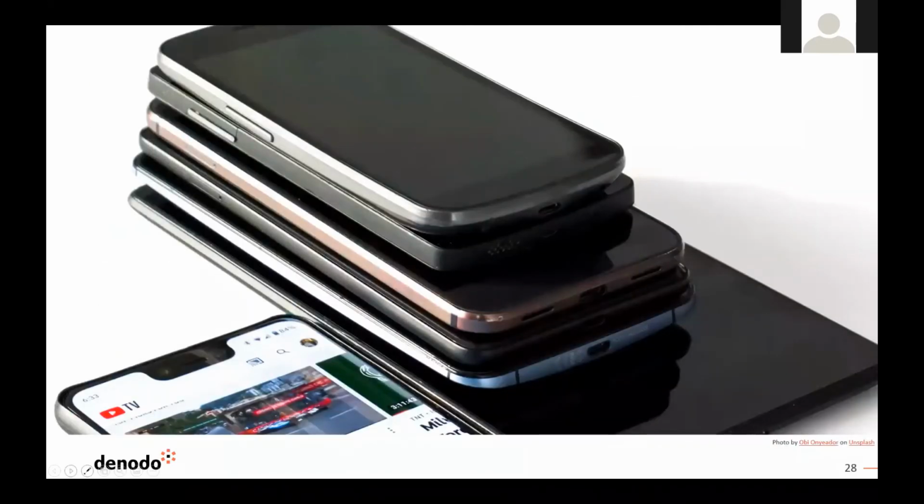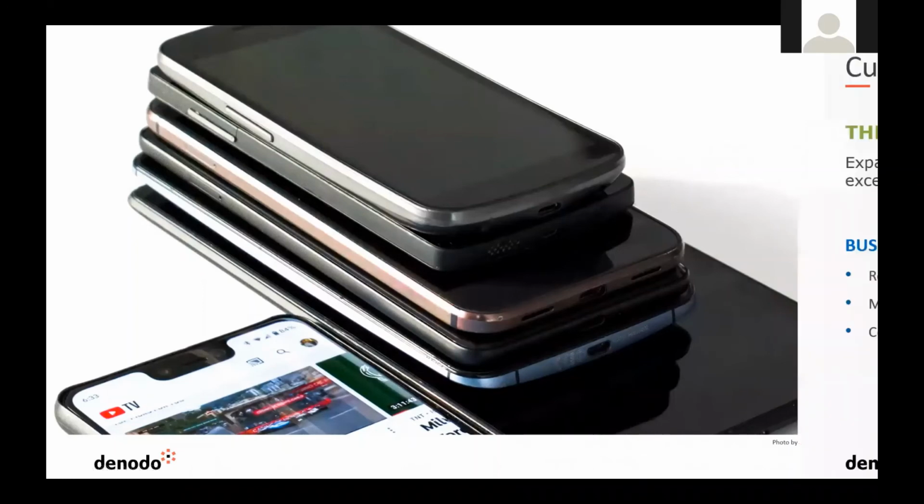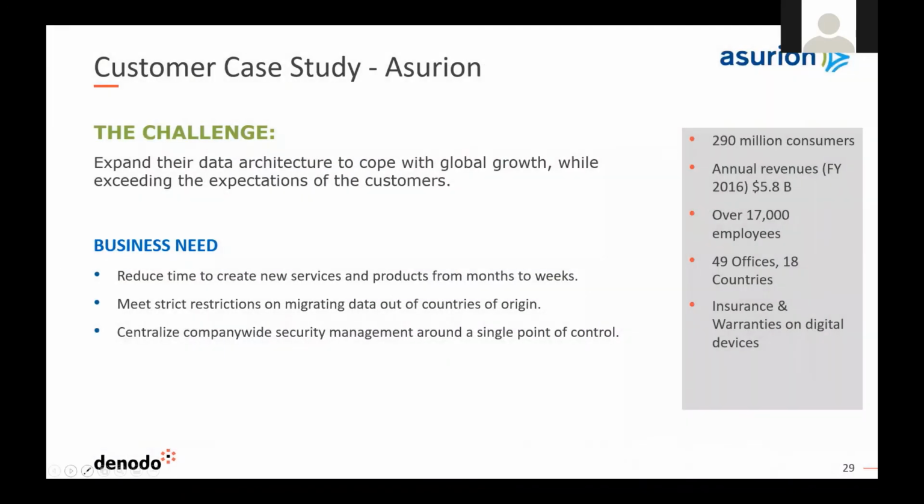And I'm sure you've all got one of these. I think we all have one, because the next use case I want to talk about is an organization called Azorean. Azorean are an organization that provide warranties and insurance to digital devices. You're probably a customer of them because they don't sell their product directly, they sell it through the different manufacturers and telecommunication providers. In fact, they've got offices all around the world.